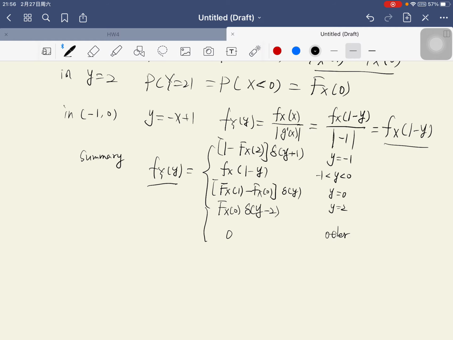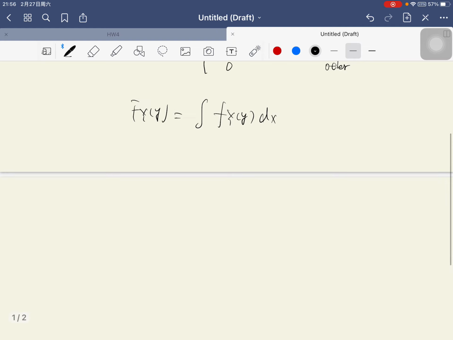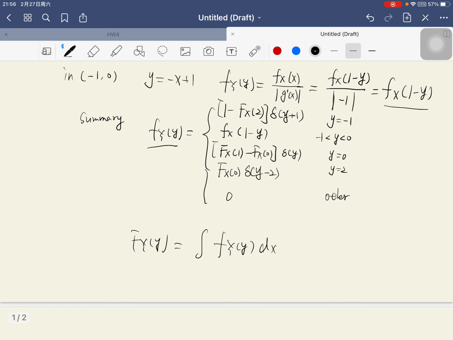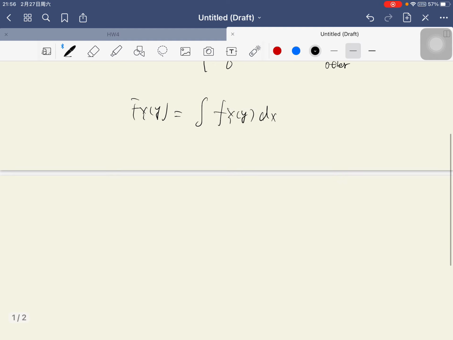And to compute the distribution function of y, the distribution function of y is equal to the integral of the density function of y. But many of these are just one value, so we could compute it. It is a function, so we could compute this specially for y from -1 to 0.